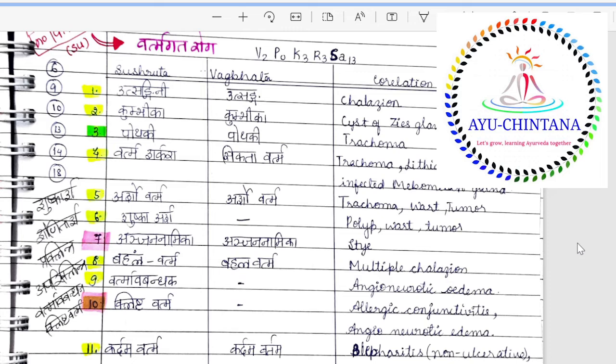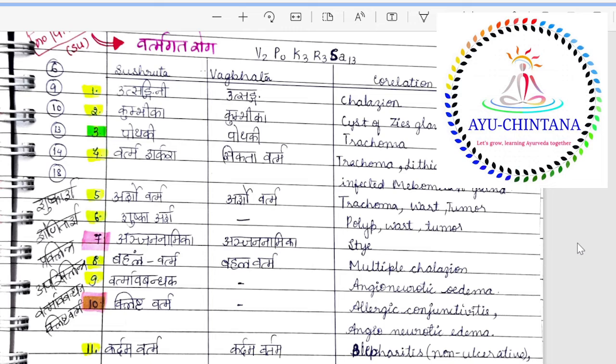Those who have done it, well done, that you have given importance to it and put some effort into it. Good. So the first one is Utsangini, second is Kumbhika, third is Pothaki, then Vartma Sharkara, then Arsho Vartma. What is Utsangini? Utsangini is Sannipataja, as you are seeing from the color codes. Kumbhika is also Sannipataja. Only Pothaki here has a unique feature. It is a Kaphaja Vyadhi. Then Vartma Sharkara is also Sannipataja. Arsho Vartma is also Sannipataja.